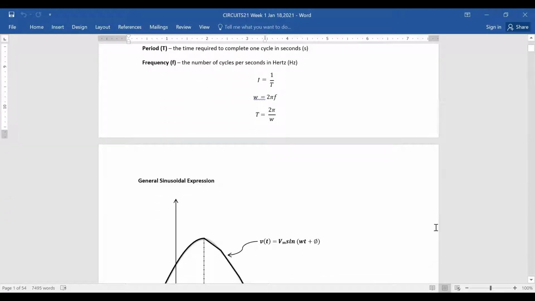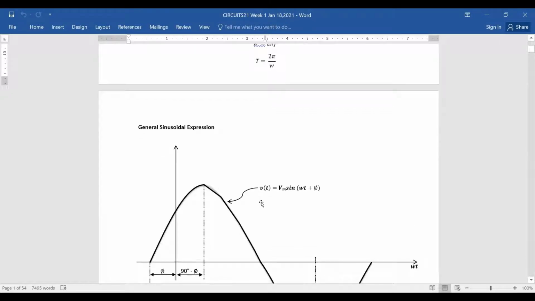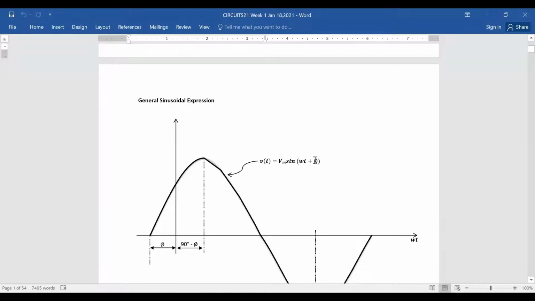So the general sinusoidal expression can be represented like this. Let's say, for example, b of t equals Bm sine omega t plus phi. In the previous one, our expression was b equals Bm sine omega t without this angle phi. If we consider this angle phi and we want to draw the graph of this b of t, this is how we draw our graph.